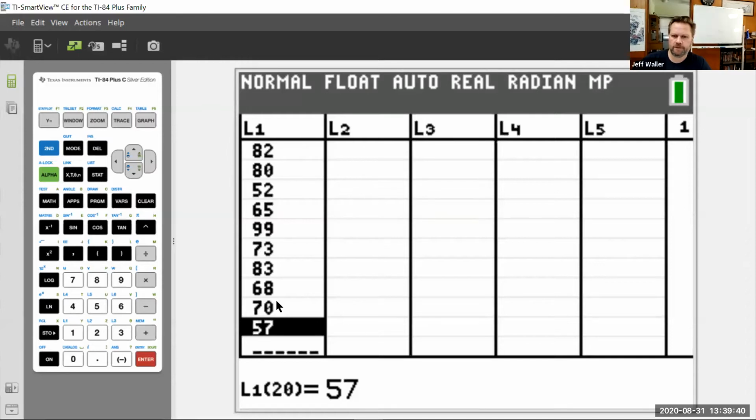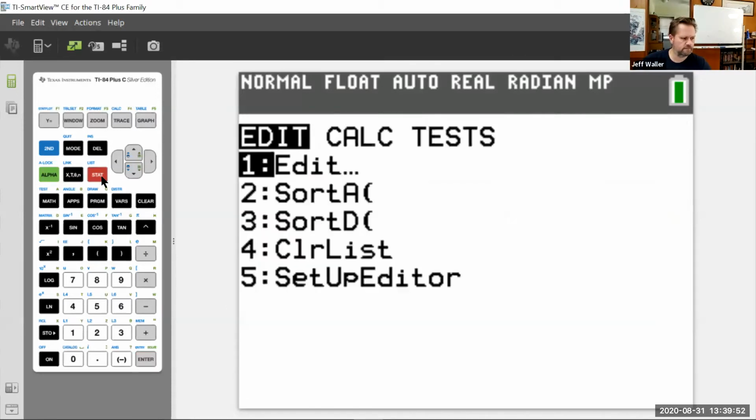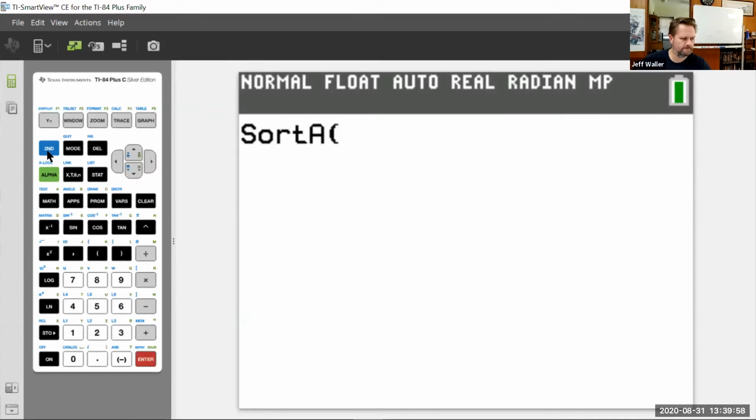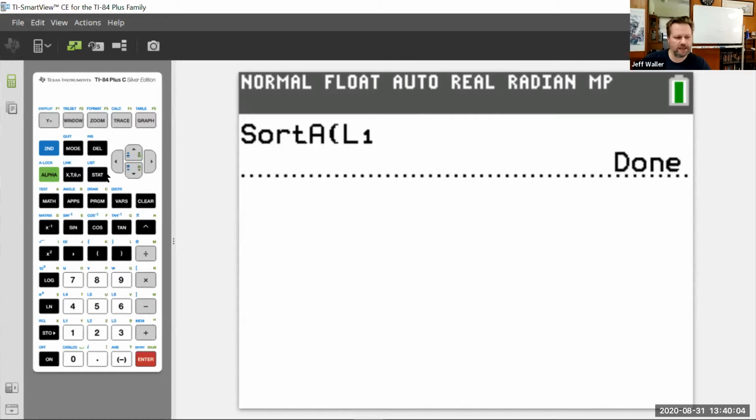Okay. How's everybody doing out there? Everybody ready for the next step? Who remembers what the next step is to sorting this? You click stat again. Good. Stat, and then sort A. Okay. And then you put L1. Good. Tell it which list to do that to. And again, it's very anticlimactic.